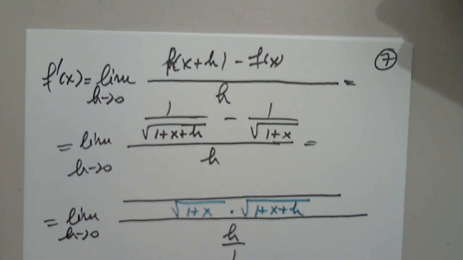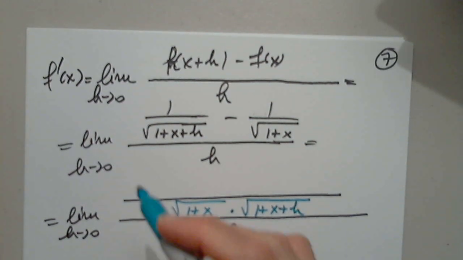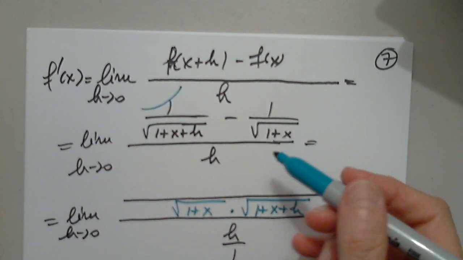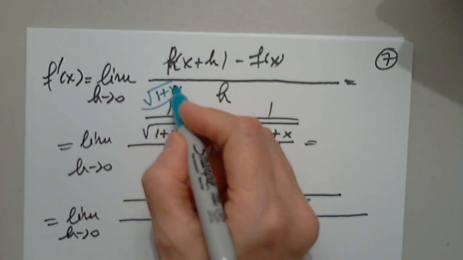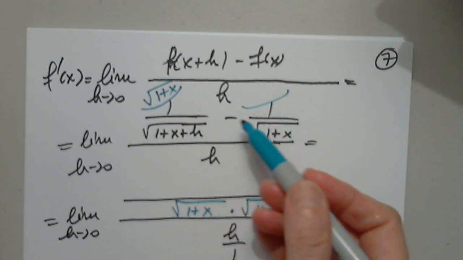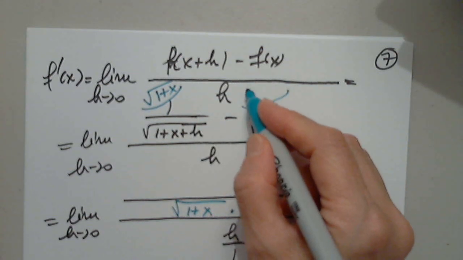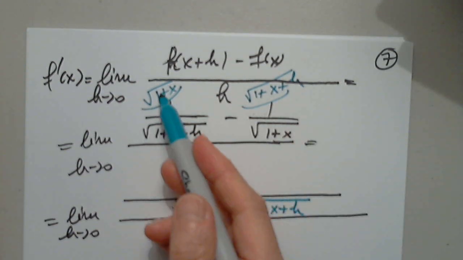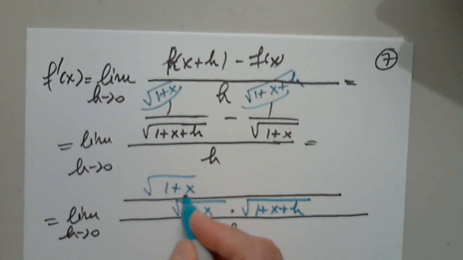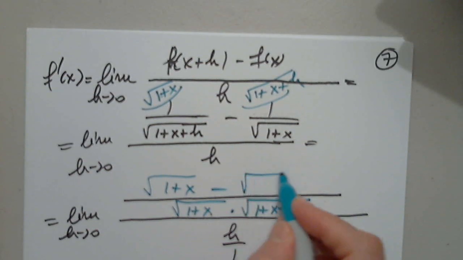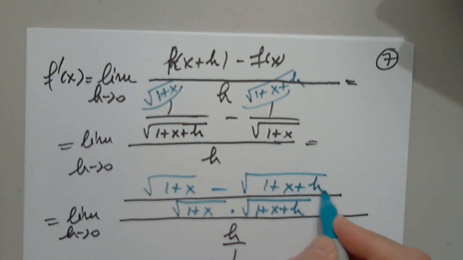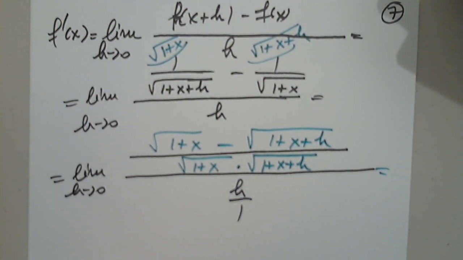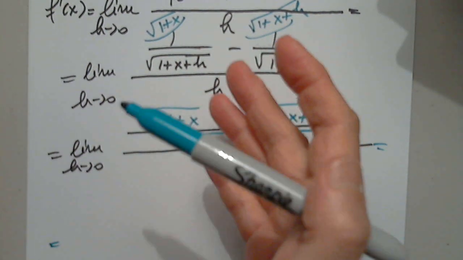So here's the not so friendly part, because now I have to multiply by a square root. Luckily, I only have 1 in the numerator, so this times 1, the square root of 1 plus x. This times 1. Okay. I will rewrite by flipping h.